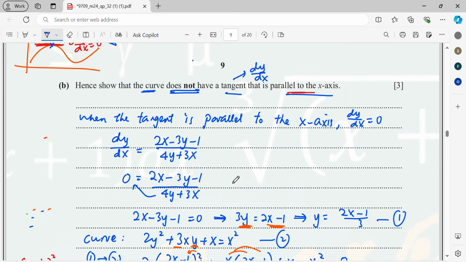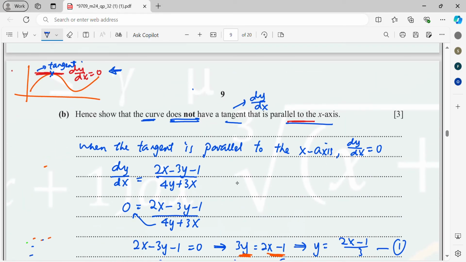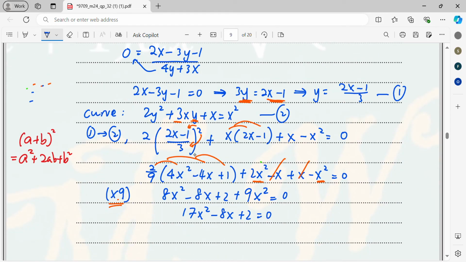Now, when you refer back to the question, we need to show that the curve does not have a tangent, which means that there's no intersection between the tangent line and the curve equation.